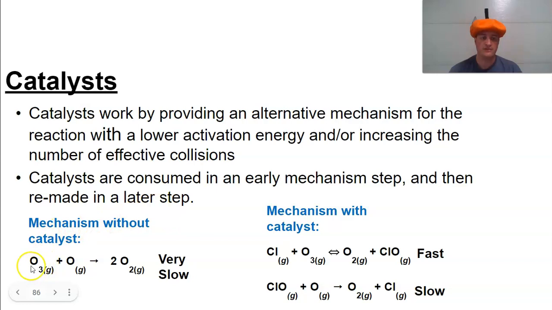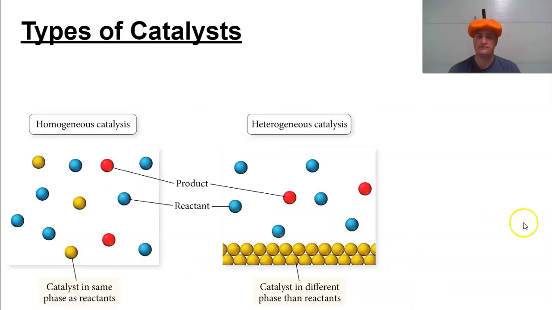So when we have something like ozone react with an oxygen atom to produce two oxygen molecules, this is a very slow process. Chlorine, though, can act as a catalyst to get things moving, and then you can see it's released in the end. So this is a big role that we have in our ozone layer, that this chlorine atom plays this much faster role in breaking down ozone.